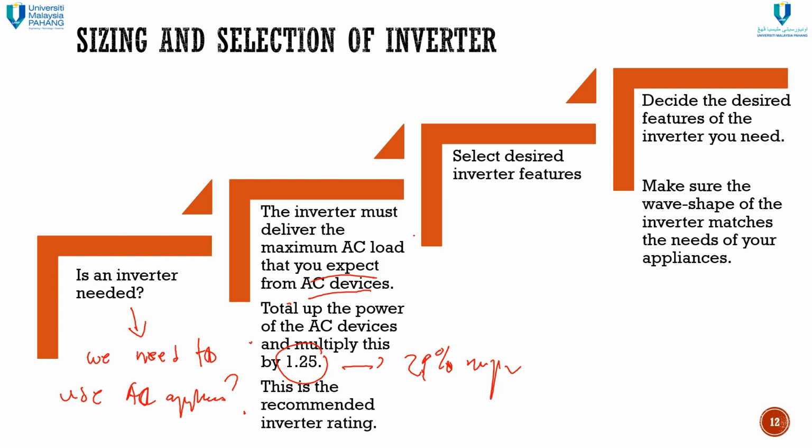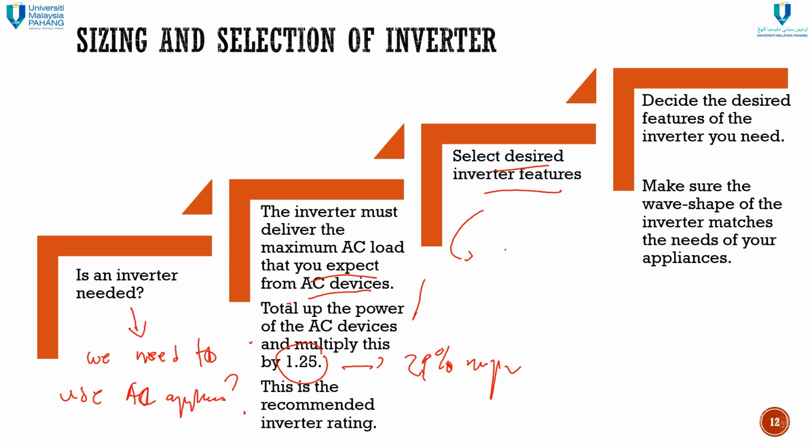So select the desired inverter features. Remember, we know how much load we need. For example, before we had 300 watt-hours of AC load. We divide by the voltage to get the load current, then again we multiply by 1.25 to consider the margin, and decide the desired features. After that, we choose the inverter that you need.